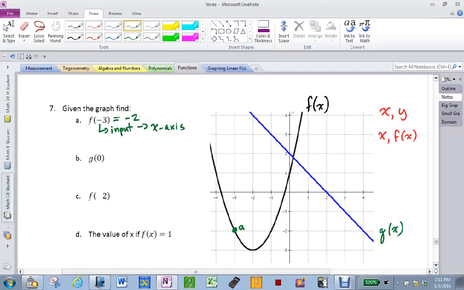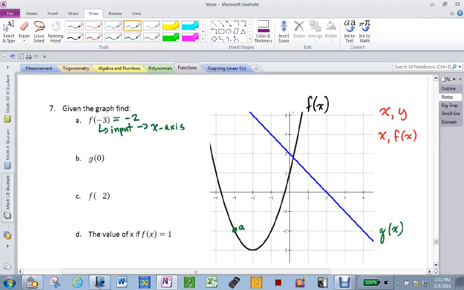Is everyone cool? Wait, so how do we know which one's which? I told you which one was which. I told you this is f of x. So if you're dealing with anything that's f, you're only looking at this curve. Well, that's g of x.